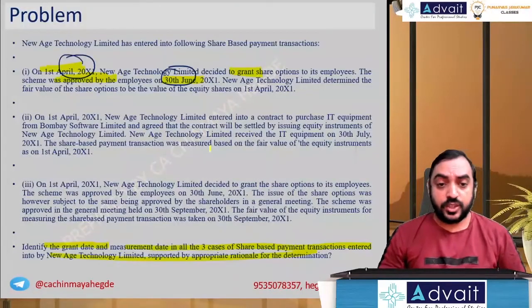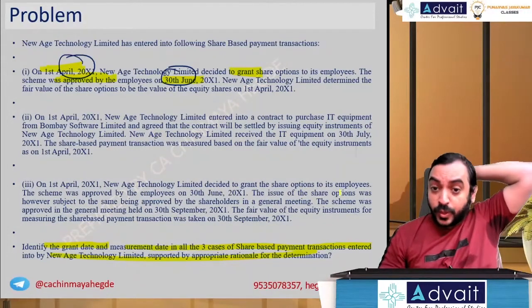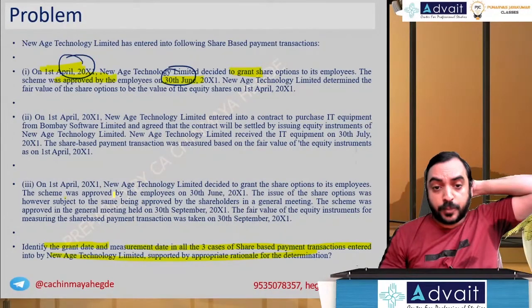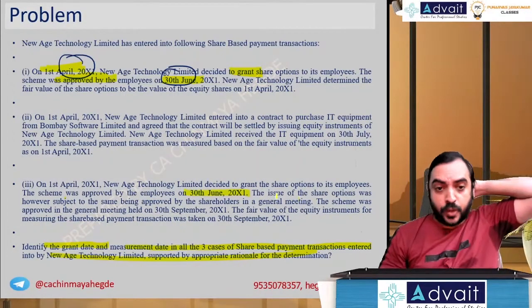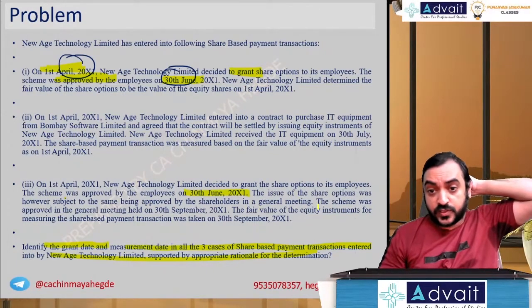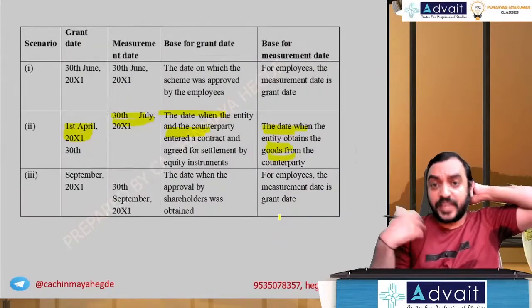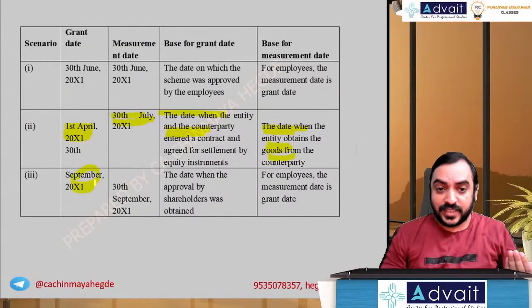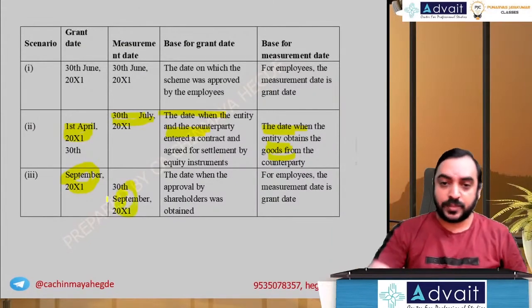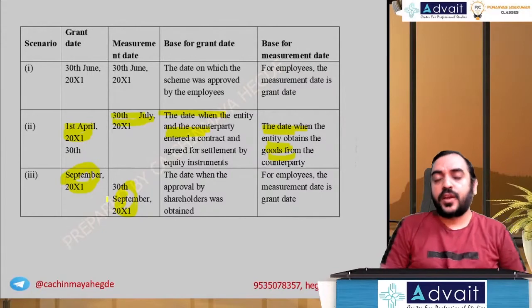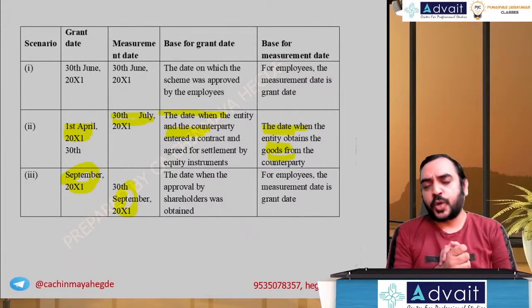Last situation, New Age Technology Limited decides to grant options to employees. The scheme was approved by the board on 30th of June. The issue of share options was subject to approval by shareholders. The scheme was approved in the general meeting on 30th of September. The fair value of the equity instruments is recognized on 30th of September. So in this case, with the employees, the grant date is 30th September and the grant date is the measurement date, 30th September, for employees. So basically, what is the summary from this problem?